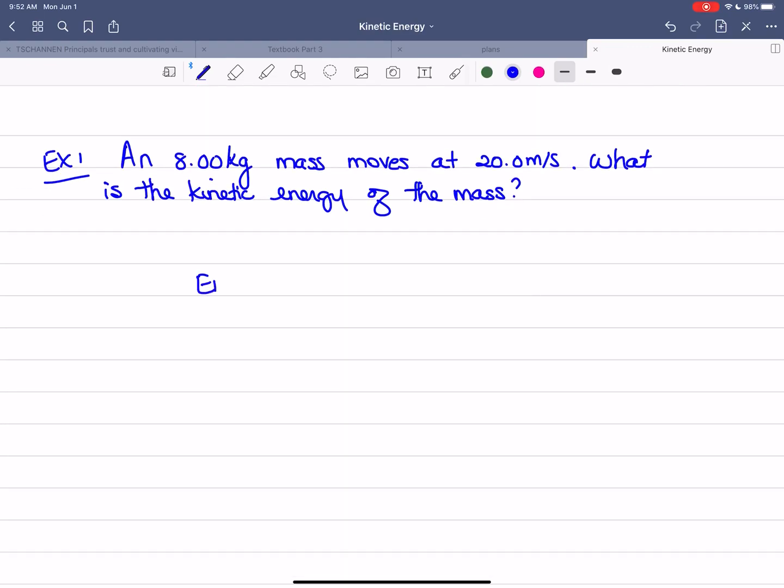All right, so EK equals 1/2 mv squared, so 1/2 or 0.5, times 8.00 kilograms, and we have our speed is 20.0 meters per second, squared. Okay, so make sure that if you're using a scientific calculator that you are using your brackets for this one. If you don't have a scientific calculator, then you want to do the 20 meters per second squared first, then times it by 8, and then times it by 0.5.